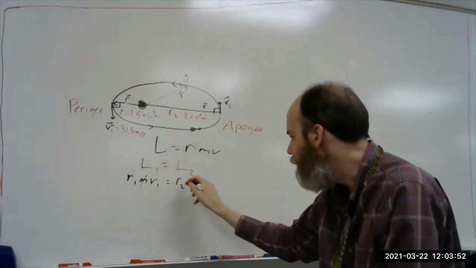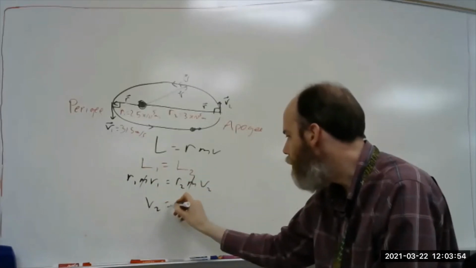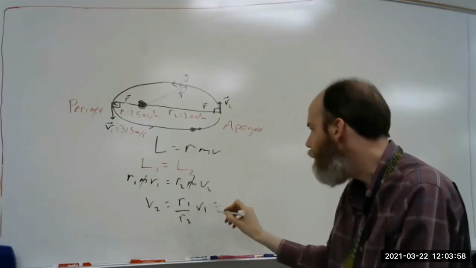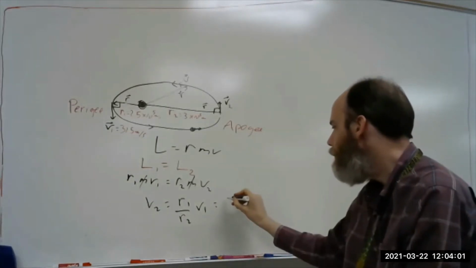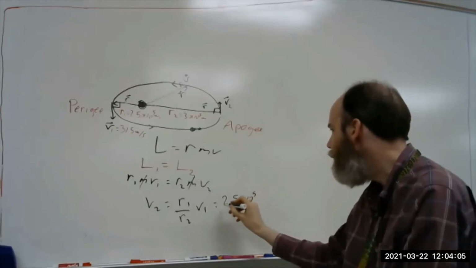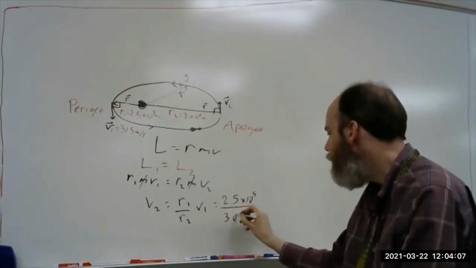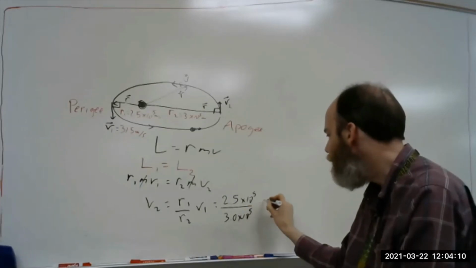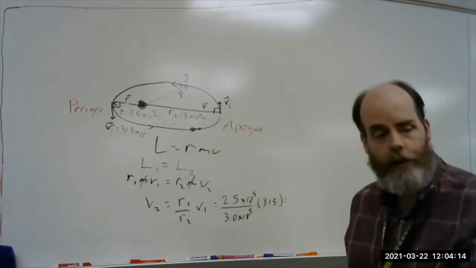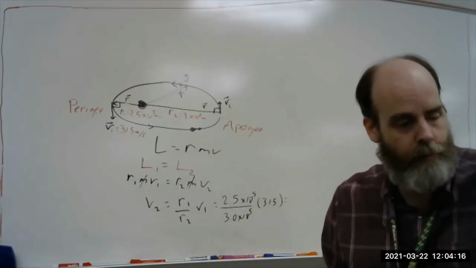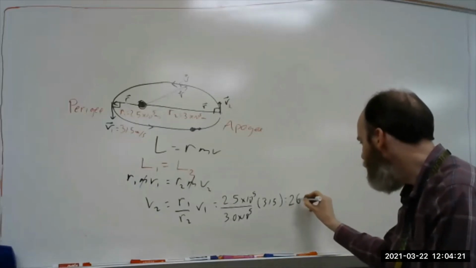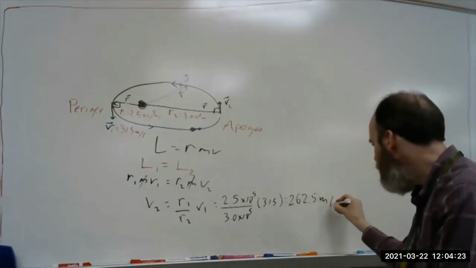And the mass cancels out. So V2 equals R1 over R2 times V1, which is 2.5 × 10⁵ over 3.0 × 10⁵ times 315. And you work that out, and you get 262.5 meters per second.